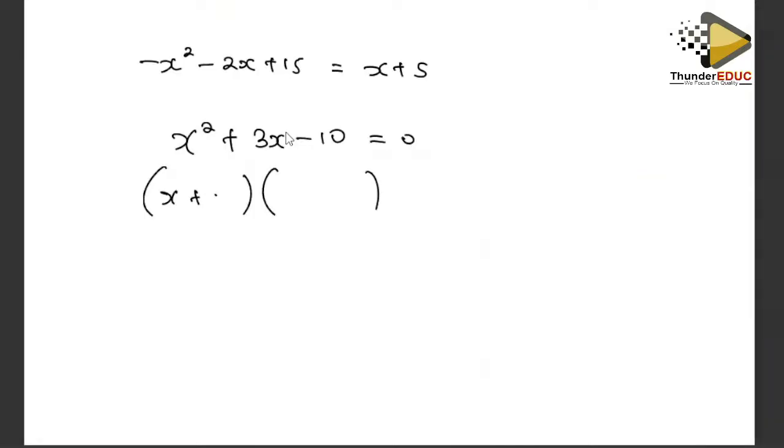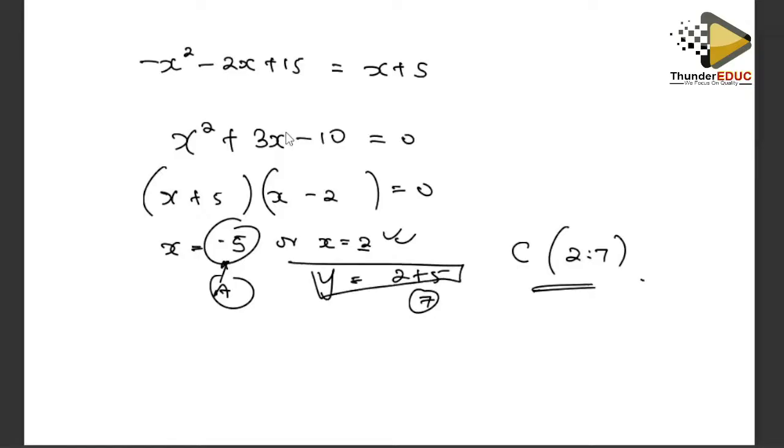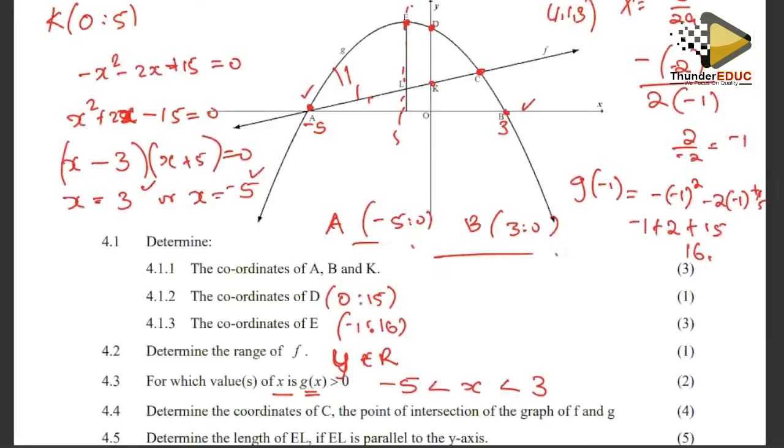Okay, so (x plus 5)(x minus 2). So either x needs to be -5 or x needs to be +2. We saw that -5 is the point A where both graphs meet, and point C is where x is 2. Meaning that the y value is going to be 2 plus 5, which is 7. So C is (2, 7). When you substitute into the equation of f, if your x is 2, then put the 2 there. So that is that.